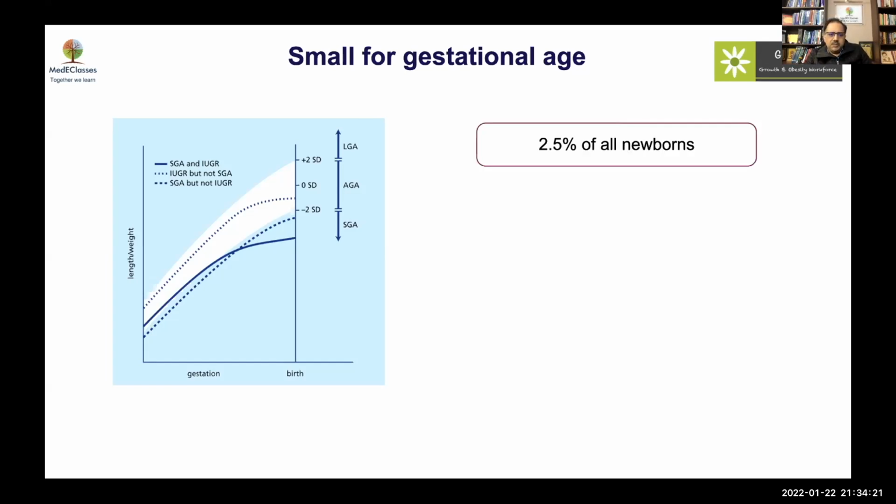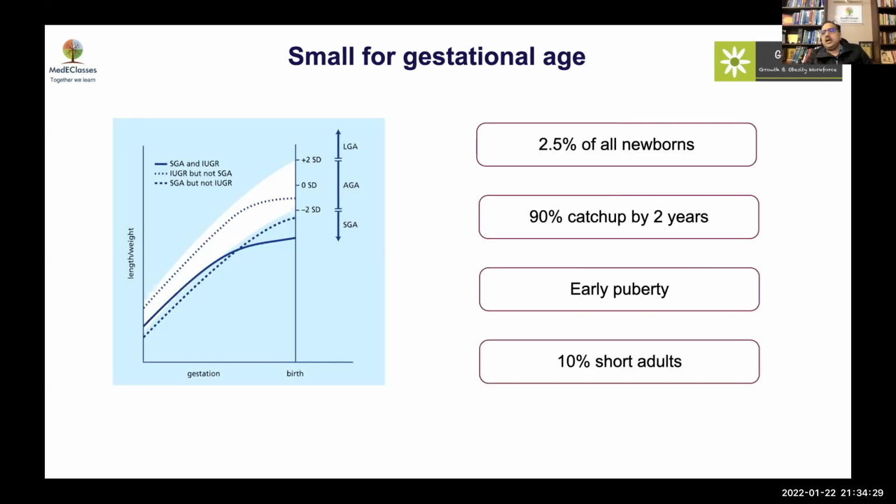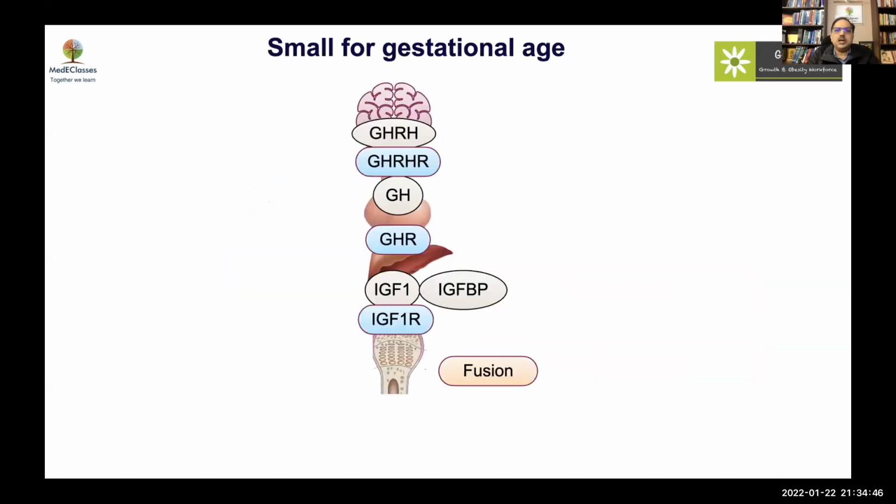1 in 40 will be SGA. 90% of them will catch up by 2 years of age. And of those who do not catch up, they may have early puberty and they will land up as short adults. So this is an important indication where we have to be cautious in terms of monitoring in that perspective. If you have a preterm child, plot on intrauterine chart till term, and then correct for the age till 1 year, after which a normal growth can be plotted and monitored.